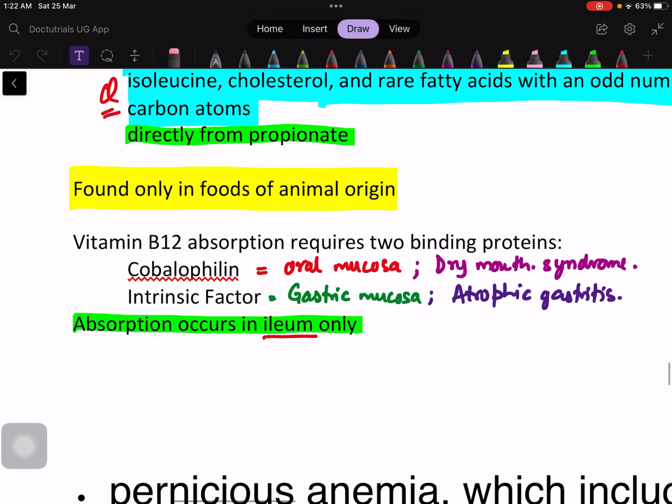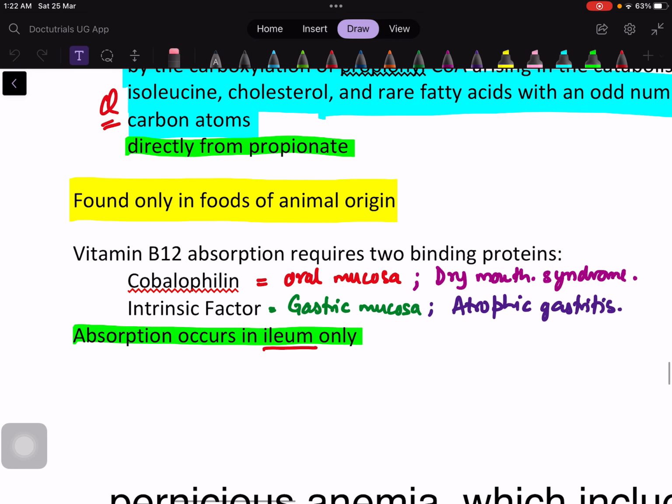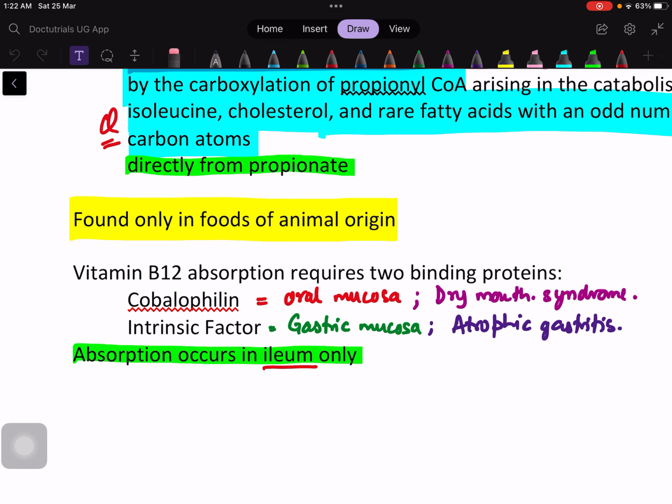So what you have to keep in mind: the oral mucosa has to be intact, number 1. The gastric mucosa has to be intact, number 2. The ileum has to be intact, number 3. Anything else which is required for the successful absorption of B12?